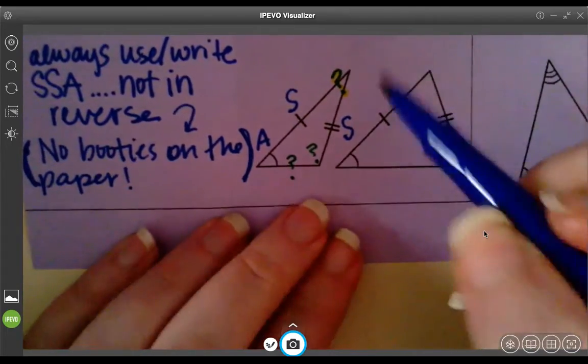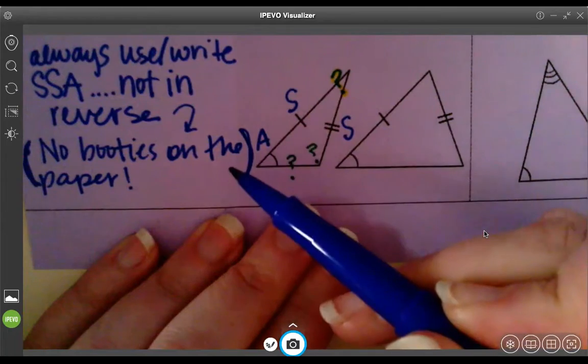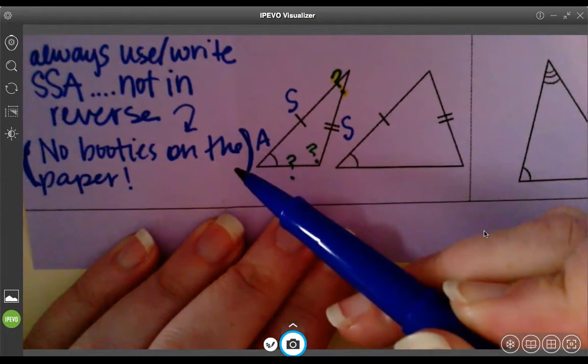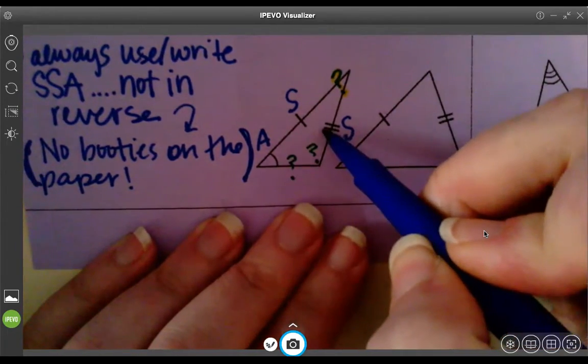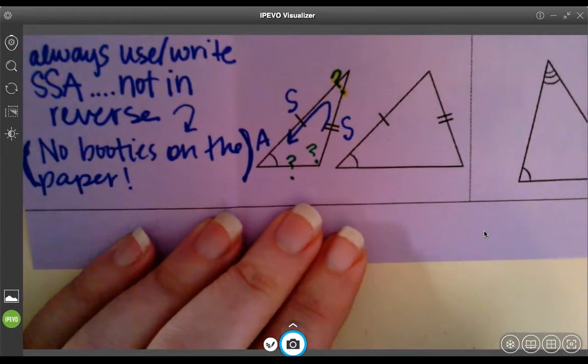So the way to do that is either to start here and go A, S, S, and then, oh, no booties on the paper. Let's do that in reverse instead. So then you go over here and go, okay, S, S, A. That's a little more PG. So a little more school appropriate.